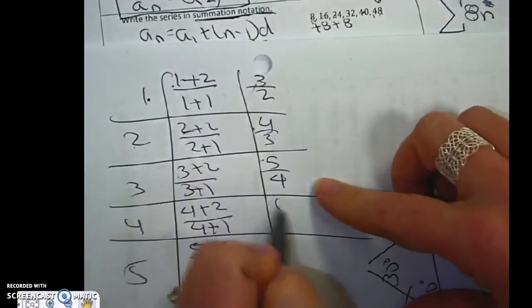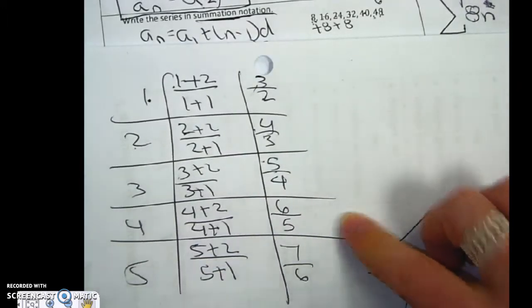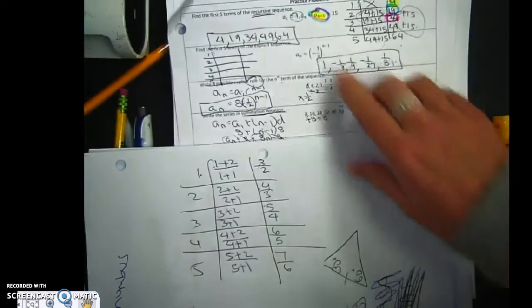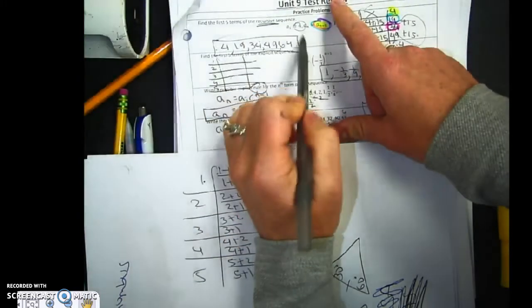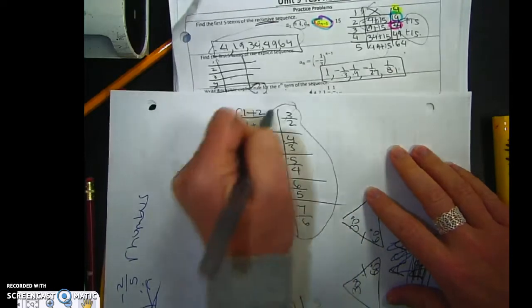I'm noticing a pattern. 3, 4, 5, 6. 2, 3, 4, 5, 7, 6. Okay? But I don't just want you to list them, so I want you to see the difference. In the beginning problems here, I want you to actually tell me the terms. But when you see this symbol, it means what I want you to do here is now add them all.